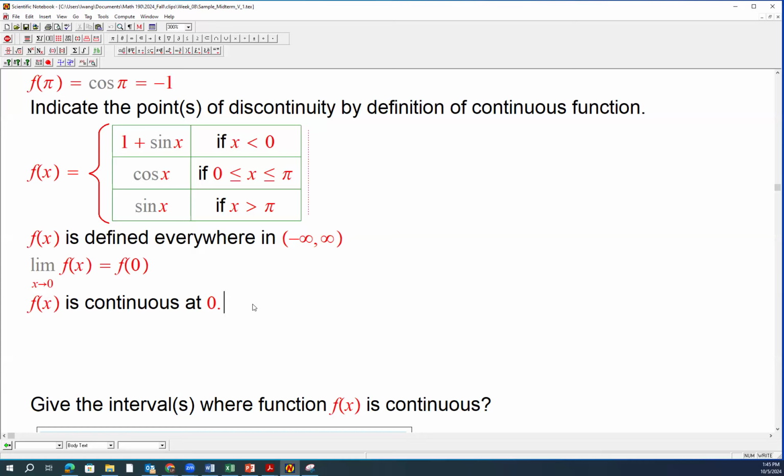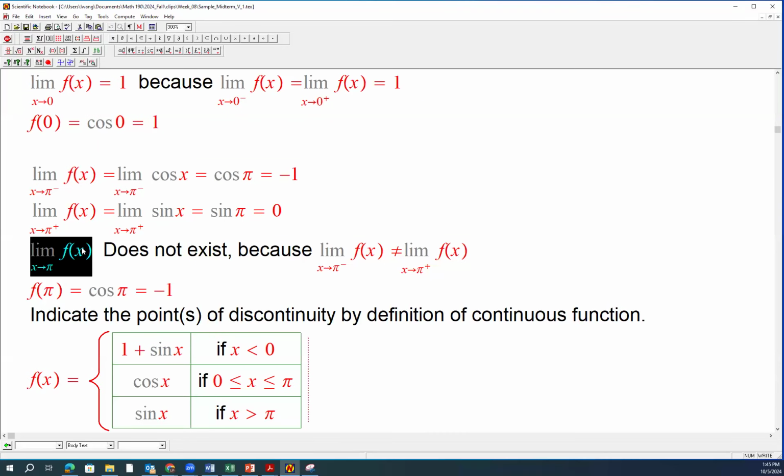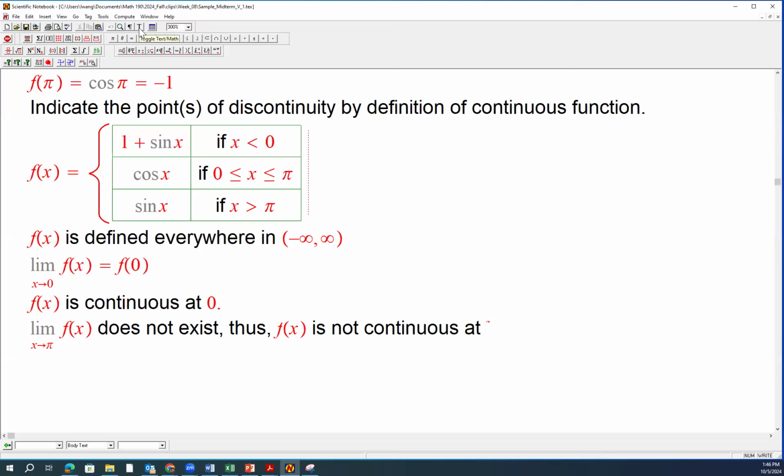So what we need to do is look at pi, right? The limit of the function at pi does not exist, right? This guy does not exist. Thus, f of x is not continuous at pi. It's not continuous at pi.